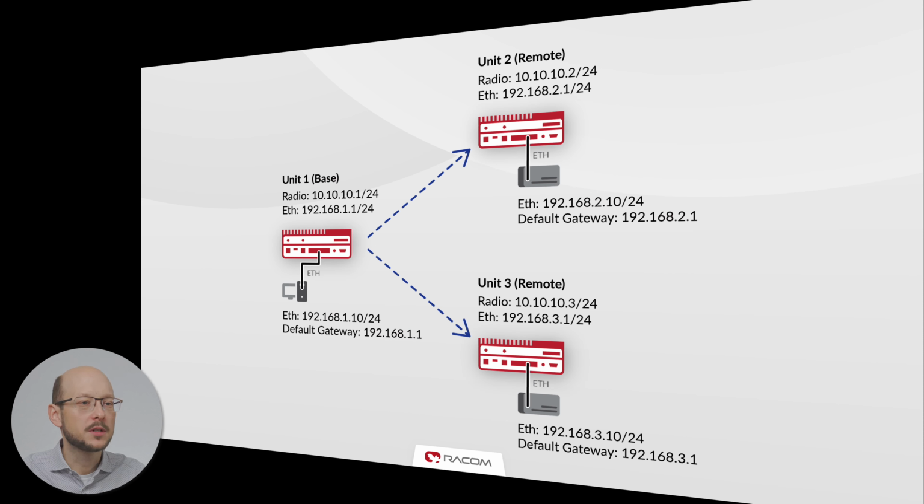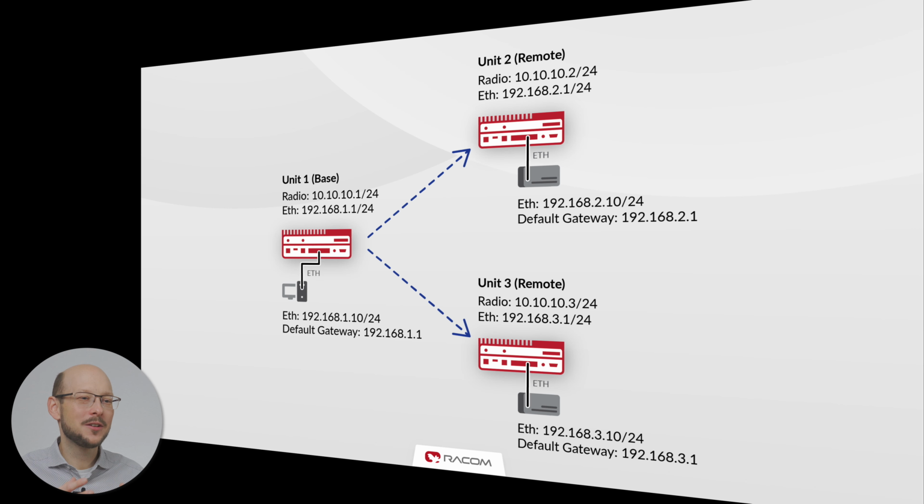Here is our network topology. Unit 1 is our base station and the other 2 serve as remotes. Central computer and remote RTUs are connected via Ethernet interface. In case you're not sure how to access the unit and change configuration, please watch our Power-Up tutorial. Let's start with configuration of the base station.